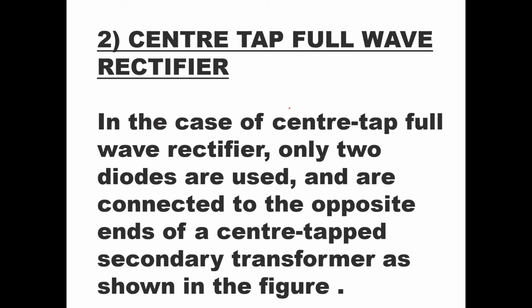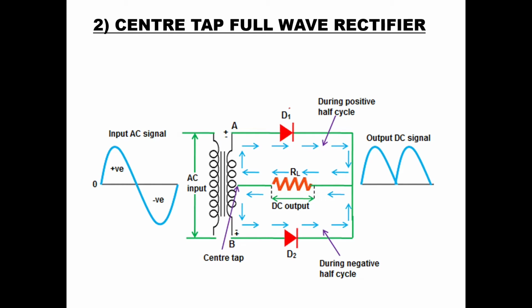Then we'll see what we mean by a center tap full wave rectifier. Now, in the case of a center tap full wave rectifier, only two diodes are used, and they are connected to the opposite ends of a center tapped secondary transformer. So a center tap transformer is used here. With two diodes, we are using a center tap transformer. And if you see the diagram here, the input is given as an input AC signal with positive and negative half cycles. This is the input, so you have positive and negative half cycles.